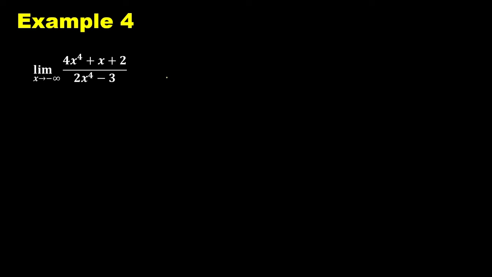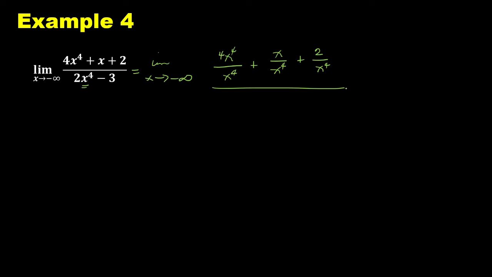Let's see, for example 4, we have the limit of 4x raised to 4 plus x plus 2 all over 2x raised to 4 minus 3 as x approaches negative infinity. So the variable x with the highest degree in the denominator is x raised to 4. So we have the limit as x approaches negative infinity. And then we're going to use x raised to 4 as a denominator of all the terms of our rational function. So we have 4x raised to 4 over x raised to 4 plus x over x raised to 4 plus 2 over x raised to 4, over 2x raised to 4 over x raised to 4 minus 3 over x raised to 4.